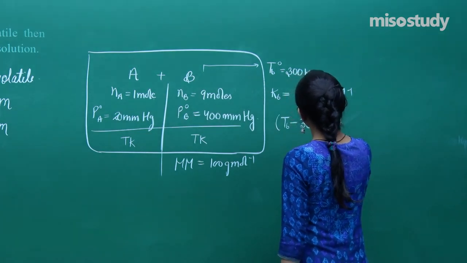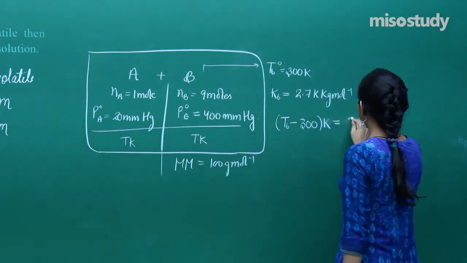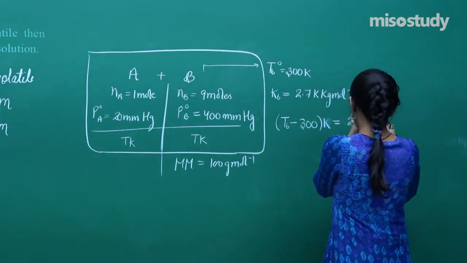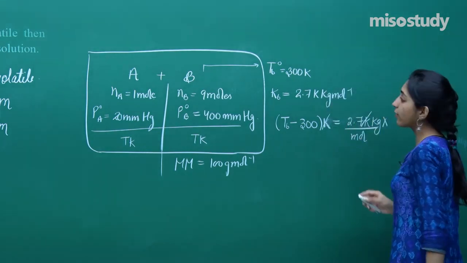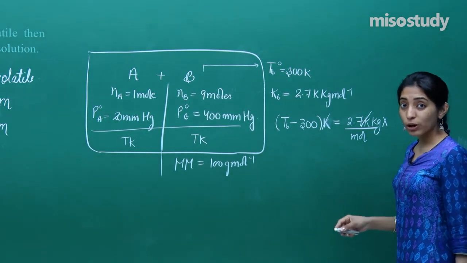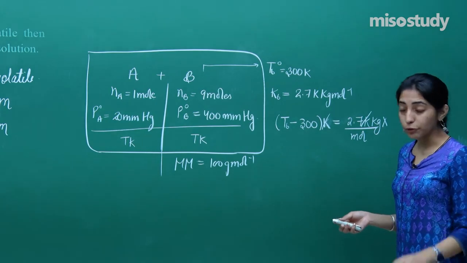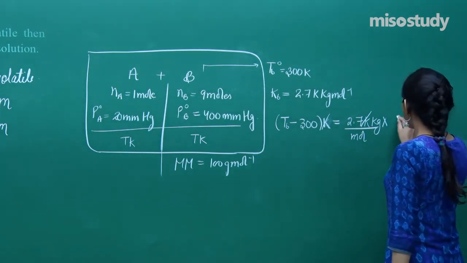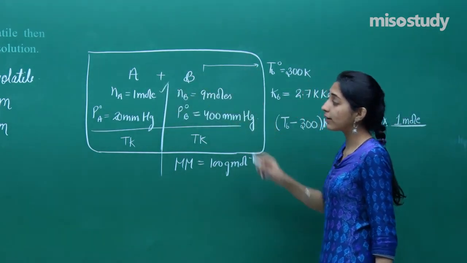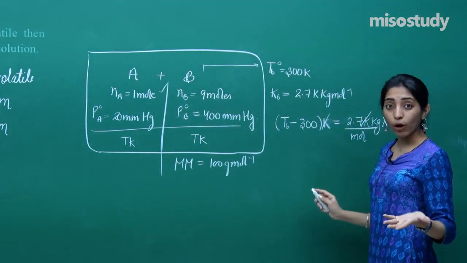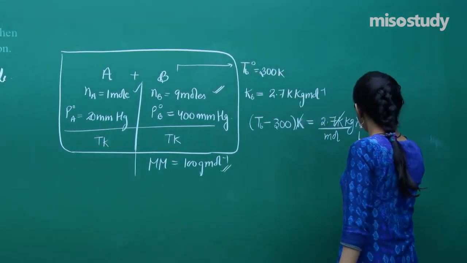TB minus TB naught, which is 300, both in Kelvin, is equal to KB, which is 2.7 Kelvin kg per mole, Kelvin will get cancelled, multiplied by molality. Now what is molality? Molality of the solution in terms of solute. So molality will be number of moles of solute, which is 1 mole of A, divided by mass of solvent in kg. Now mass of solvent means, see, molar mass is there as 100 grams per mole.